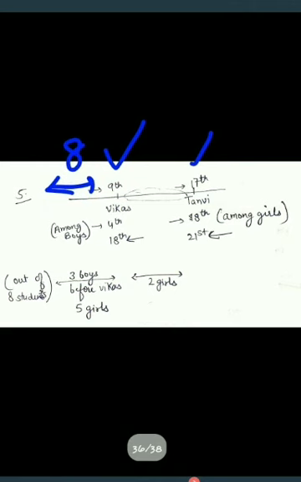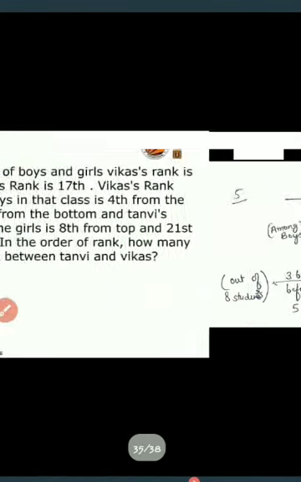Similarly, Vikas' rank is 9th and Tanvi's rank is 17th. So, can we find how many students are there in between Vikas and Tanvi? Yes. How many students will be there? 7 students, that is, from 10 to 16. So in between Vikas and Tanvi there will be 7 students. Clear? So this we can conclude only from the first statement.